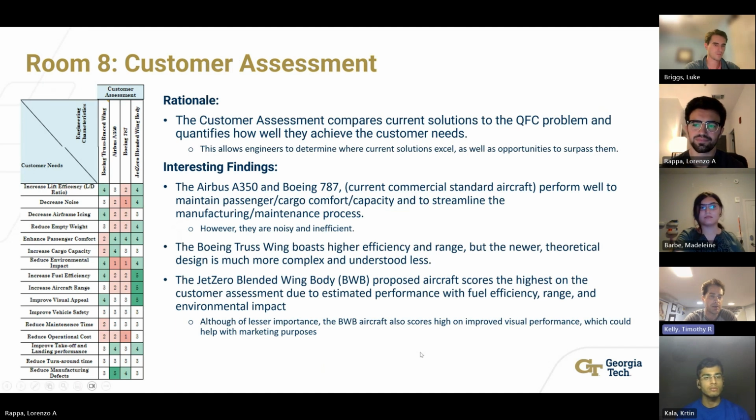Here's a customer assessment comparing a few proposed designs to existing aircraft like the Airbus A350 and Boeing 787. In the first column, you have the Boeing truss-braced wing, and in the far right column, you have the Jet Zero blended wing body aircraft. And you see the blended wing body aircraft performs well in areas such as increasing fuel efficiency, aircraft range, and improving the visual appeal. It is definitely a striking design, as we'll see later.